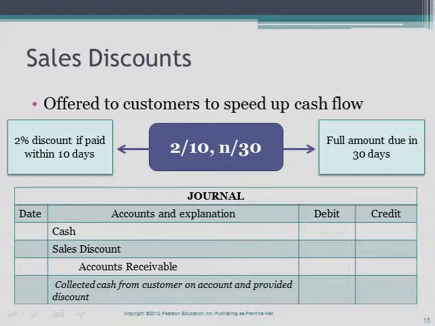Sometimes businesses offer customers sales discounts for early payment in order to speed up cash flow. A typical sales discount incentive might be stated as 2/10, n/30. This expression means that the seller is willing to discount the order by 2% if the buyer pays the invoice within 10 days. After that time, the seller withdraws the discount offer. Regardless, the buyer must pay within 30 days.